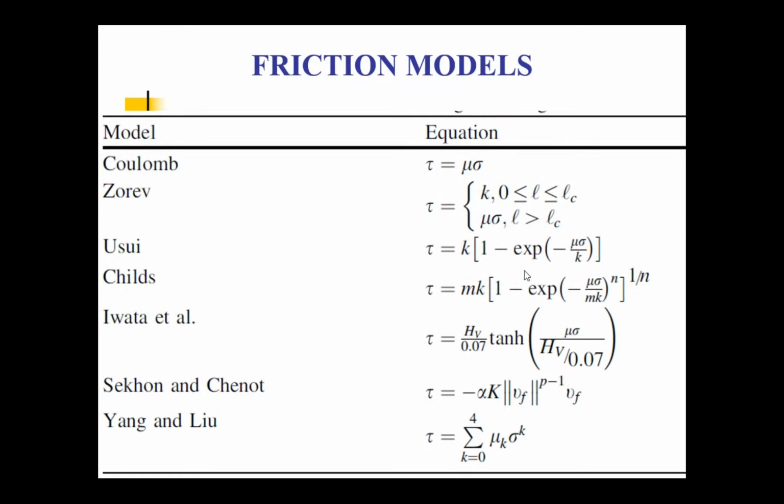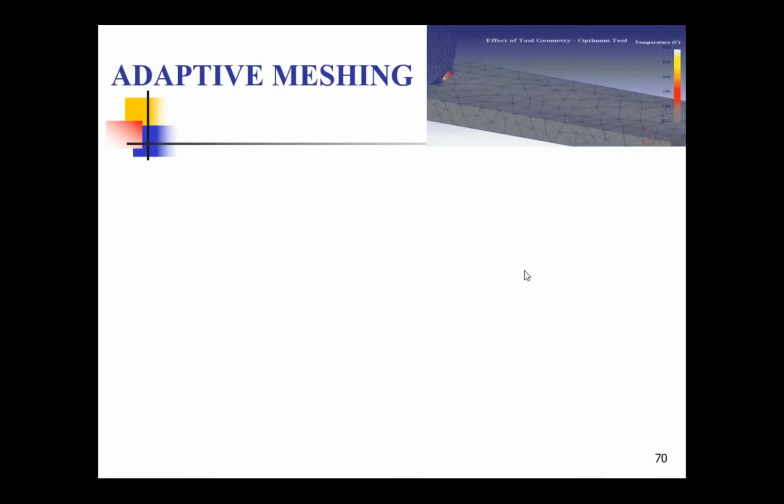So these are the various models that we will be using. Coulomb friction, Zorov, then Usui model, Childs model, Iwata model, Shirakashi and Chenot. But normally we will be using this Coulomb model for friction models.